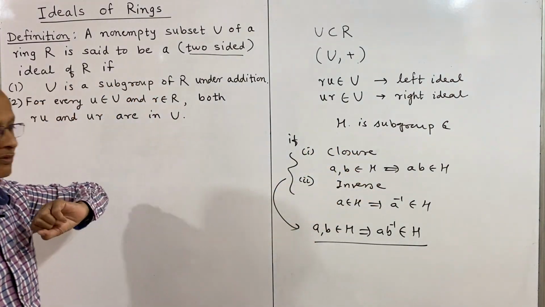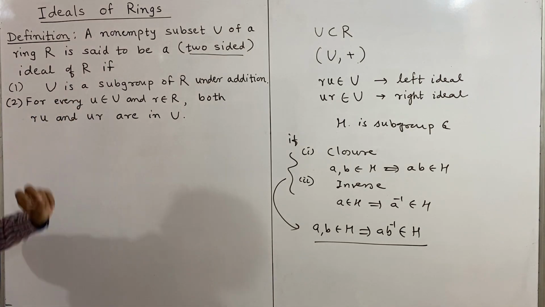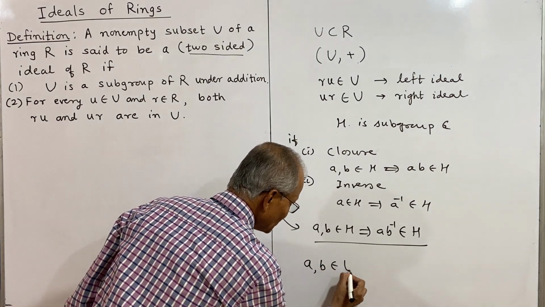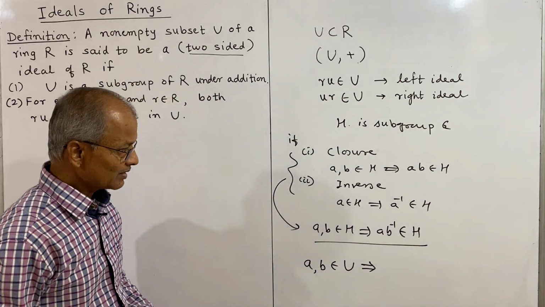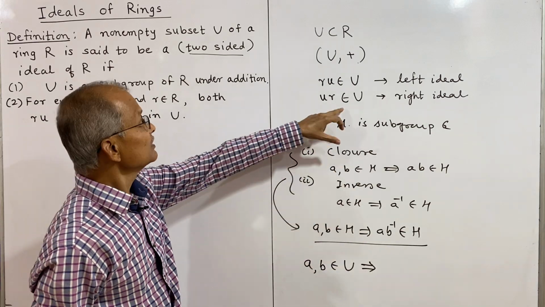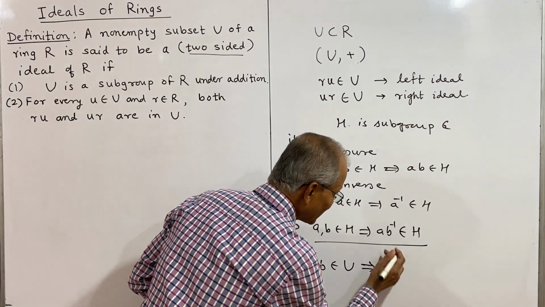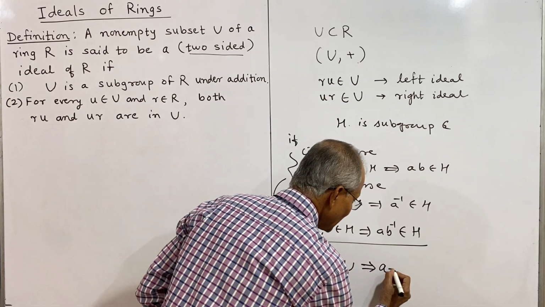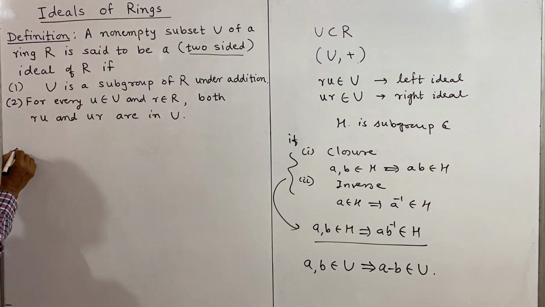The same condition we shall use to prove U is a subgroup of R. For that purpose, consider two elements a and b belonging to U. Then this must imply a b inverse. The composition here is a product, but this is under addition, so the composition here will be addition, and the inverse of b is the additive inverse of b, and that will be a minus b. So this must belong to U. That will be the first condition.